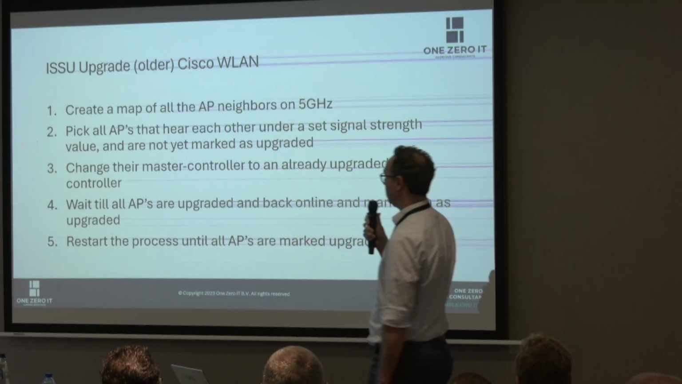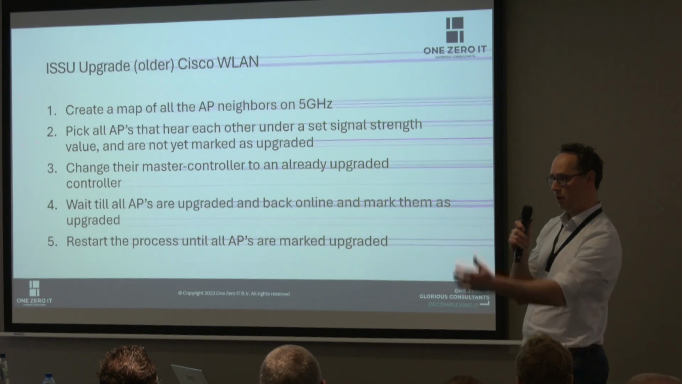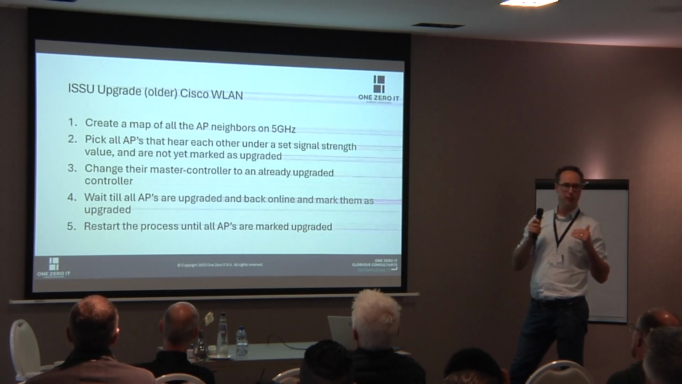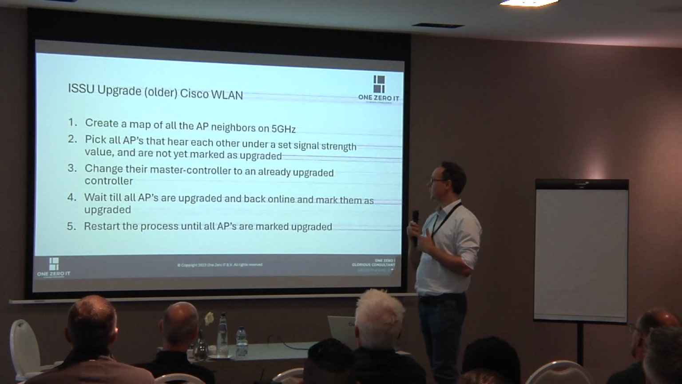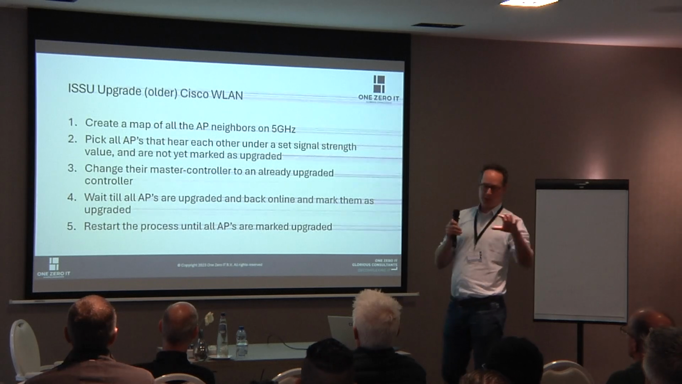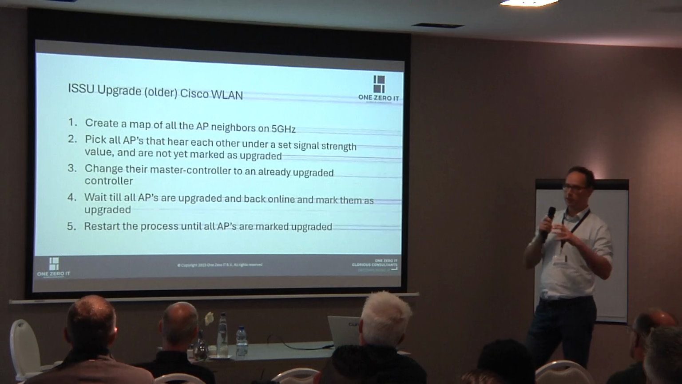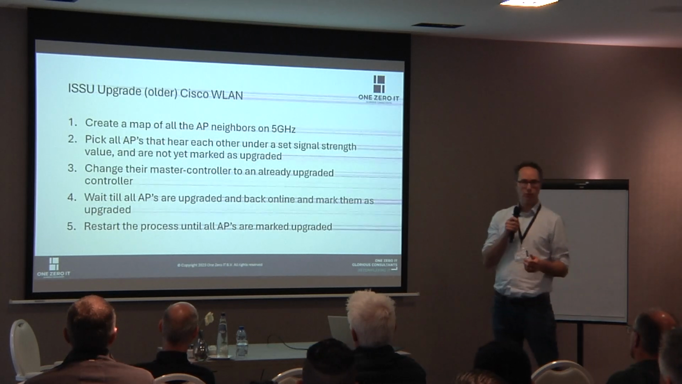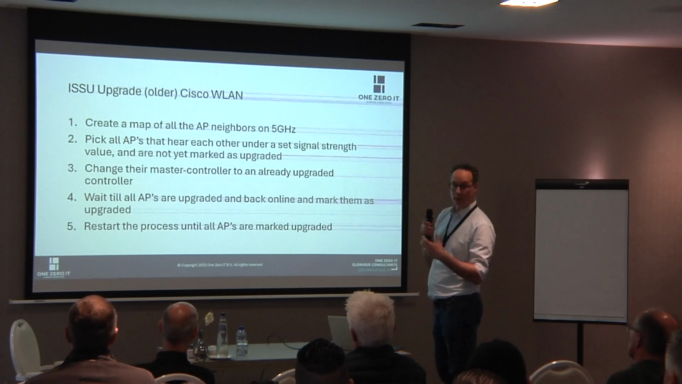And these are the steps that I wanted to make. First of all, I want to grab all the information of all the IPs and create a map of all the neighbors of all the IPs, their signal strengths, their MAC addresses. I want to pick all the IPs that hear each other under a set signal strength, so I can create a map of all the IPs that are far enough to not interrupt each other when they are going down.